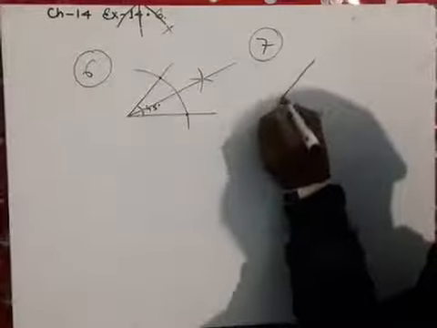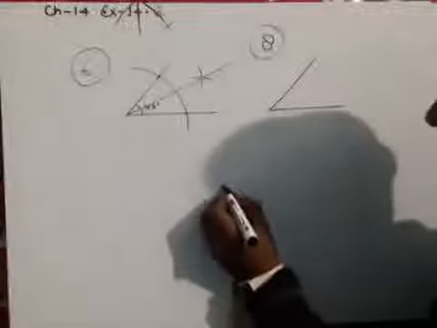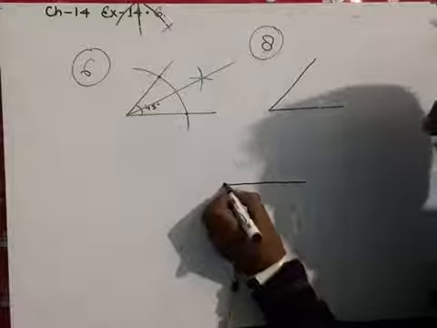Suppose that this is the given angle. I don't know what the measure of this angle is. This is question number 8, and we have to draw the same angle. So first of all, step number 1, you have to draw one line segment and take one point.